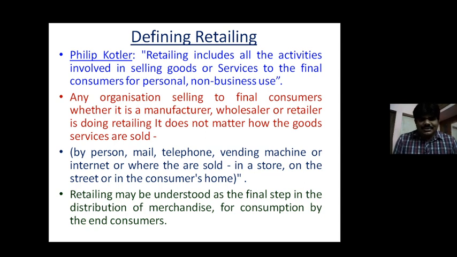So you can sell these goods and services by person, like personal selling or a salesman approaching the consumer, or this selling can be through a mail or an email, like direct mail marketing or email marketing, or through telephone, like telemarketing, or through a vending machine. It can be automatic retailing, or through the internet, meaning online retailing or online marketing. Or the goods can be sold in a store, like a physical retail outlet or brick and mortar retail outlet, or on the street, a free form retail outlet, or maybe at the consumer's home, maybe telebranding or in-house marketing, something like that.